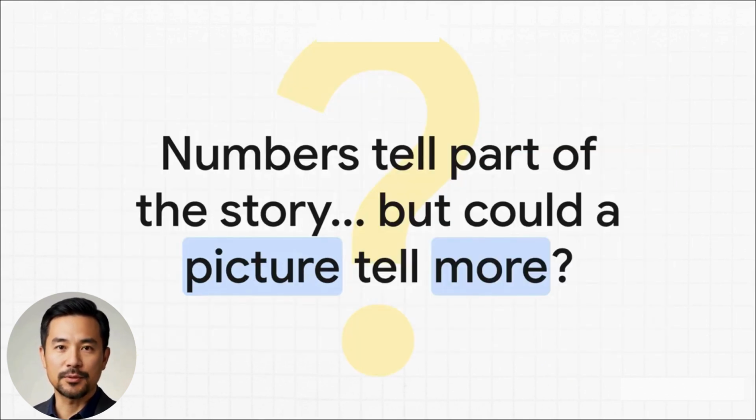So we've gone from a single misleading number to a full grid of insights and all the way to the powerful F1 score. But these are all still just numbers. What if we could actually visualize our model's performance in a single, intuitive chart? I mean, numbers tell us part of the story, but could a picture tell us even more? We'll find out.